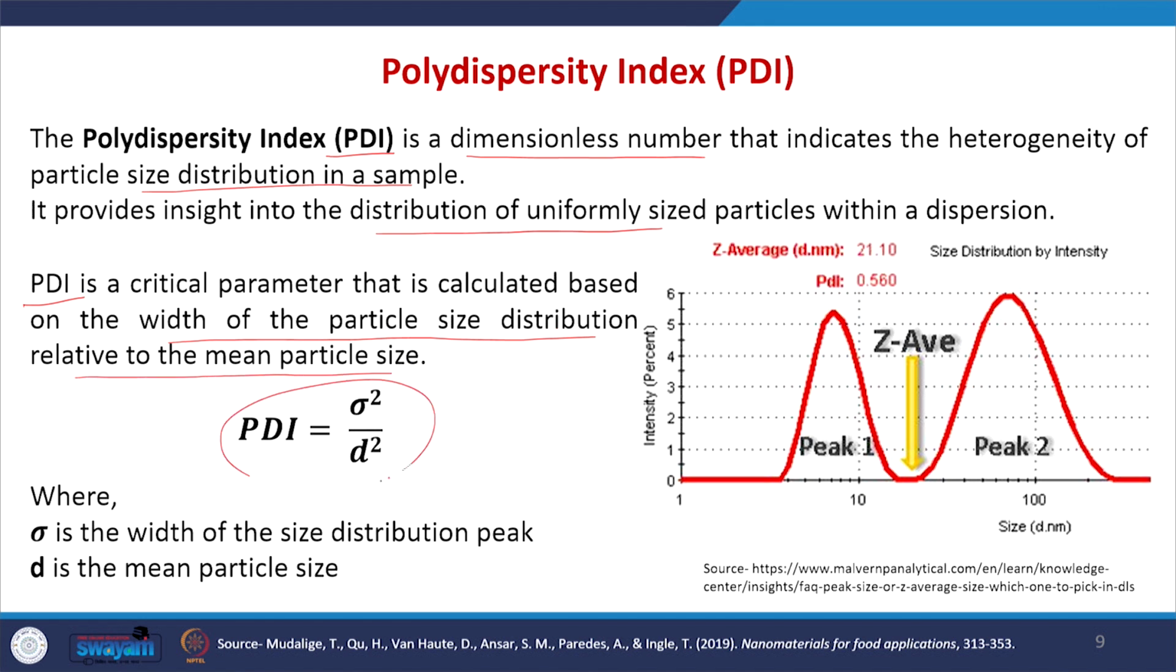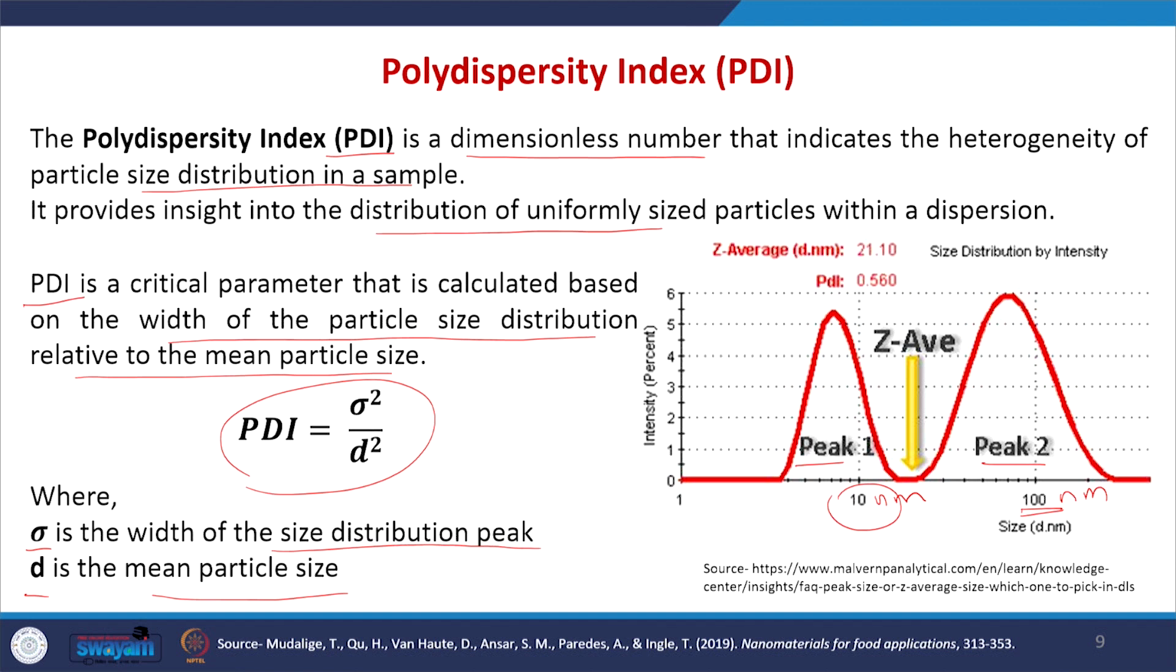By using this equation, we can calculate the PDI, where sigma is the width of the size distribution peak and d is the mean particle size. From this picture, you can see there are two peaks. This is due to the size difference in the nanoparticles. For example, the first peak is due to nanoparticles in the range of 10 nanometers, and the next peak is due to nanoparticles in the range of 100 nanometers.